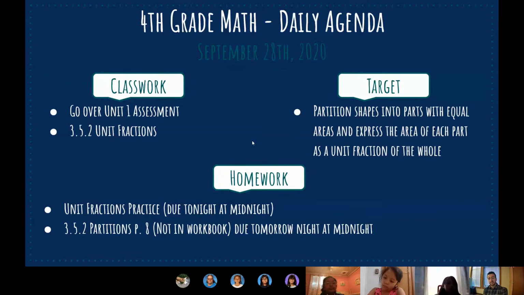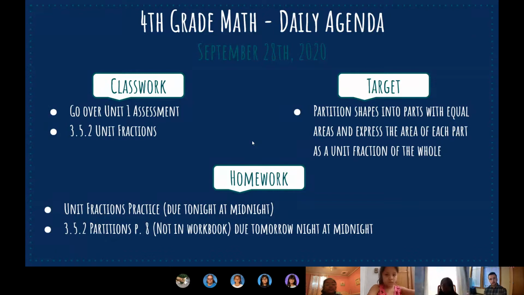The target for today is the same as last Thursday. We're going to partition shapes into parts with equal areas and express the area of each part as a unit fraction of the whole. So again, like last Thursday, a lot of words in the target, but effectively what the target is saying is we're going to cut up rectangles into equal pieces. So 2 pieces or 3 pieces or 4 pieces, on and on. And we're going to represent what each of those pieces are in fraction form. Okay, so we're going to say this is 1/2. So this is 1/2 of the rectangle and so on.